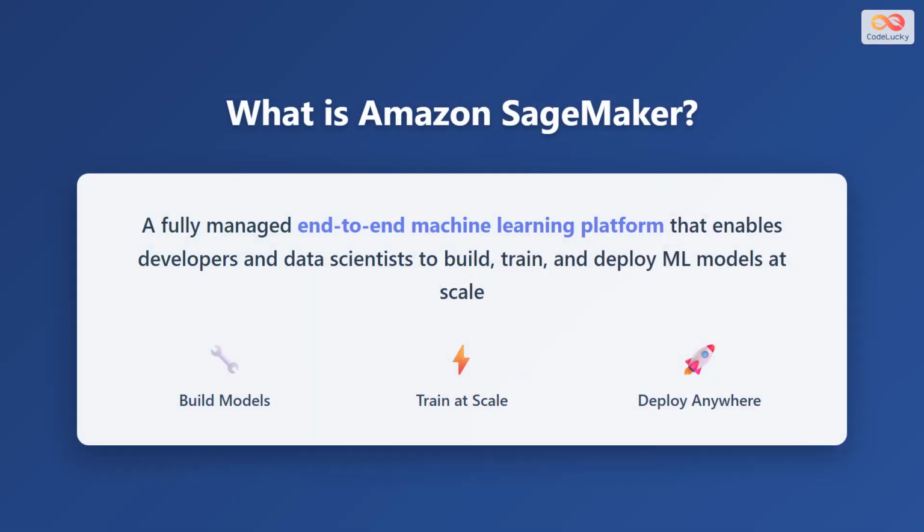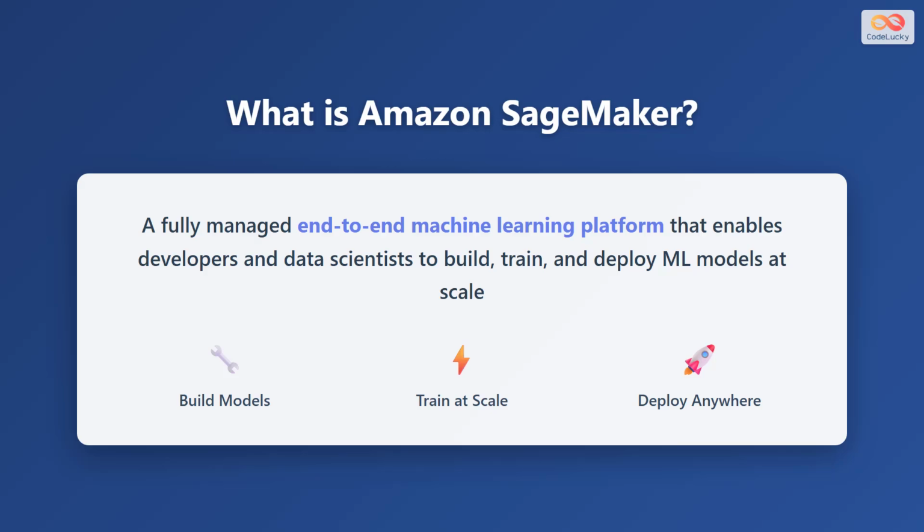Amazon SageMaker is a fully managed, end-to-end machine learning platform that enables developers and data scientists to build, train, and deploy machine learning models at scale. The key phrase here is fully managed, which means Amazon Web Services handles all the underlying infrastructure for you.